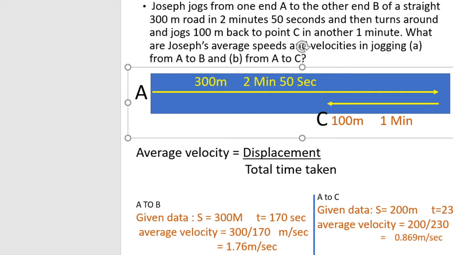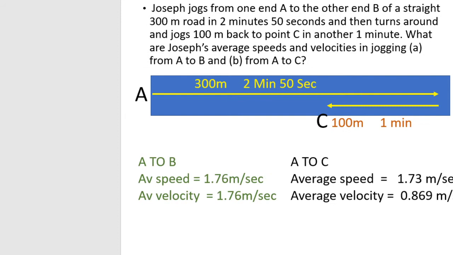Right? Now if I show you both the results together, look at this. From A to B, which is a straight distance, he is not turning, average speed is 1.76, average velocity is also 1.76 that we calculated. So both are same, right? But look at what happens when he travels from A to C. He is changing his direction in between. At point B, he is turning back. So look at the average speed and average velocity. Are they same? No, they are different.